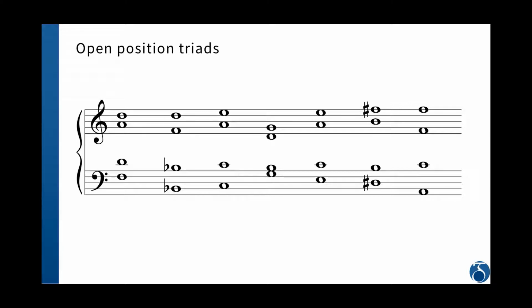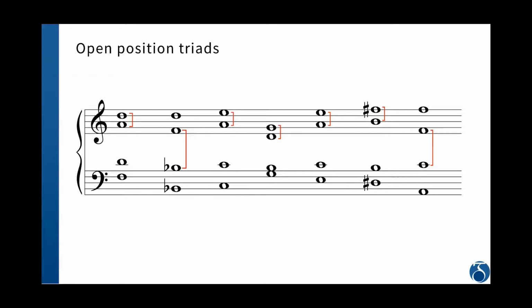More common than closed position triads is seeing triads in open position, and those are triads whose notes are stretched out over one or more staves and one or more octaves. But even when the triads are in open position, we're still looking for the same things. We're still looking for fifths and fourths. In the triads that you see here, I've identified in red the fifths and fourths. And it's always going to be the bottom note of the fifth or the top note of the fourth that's going to give me the root of my chord.